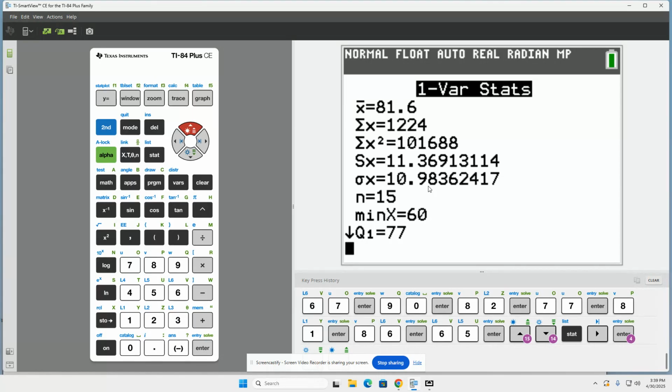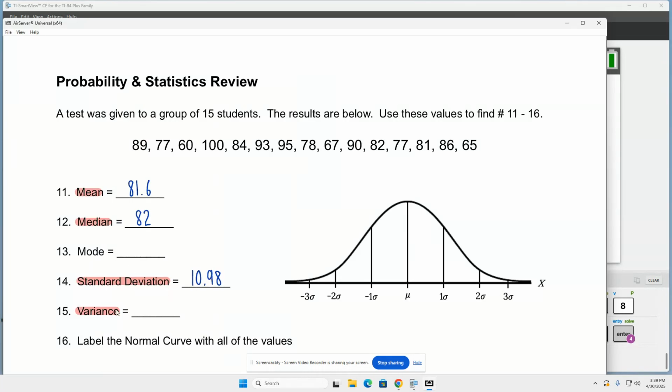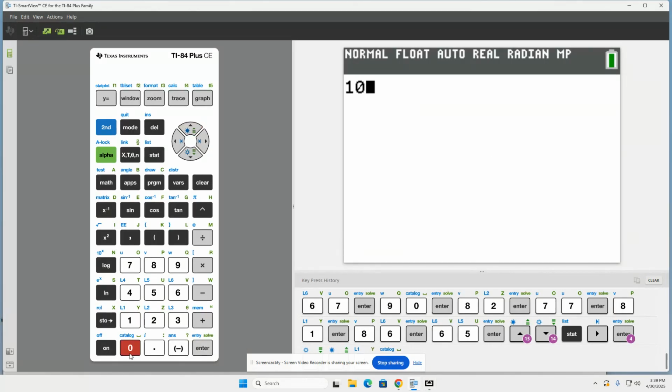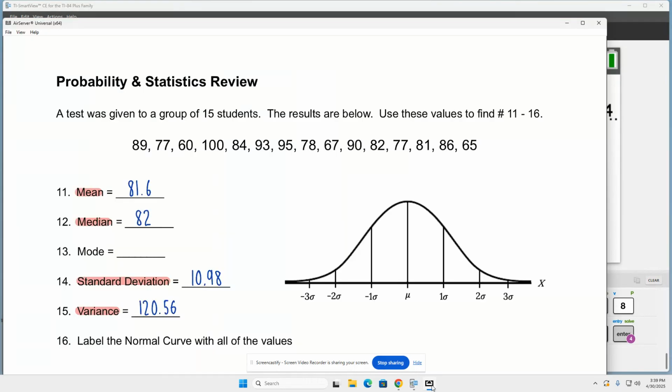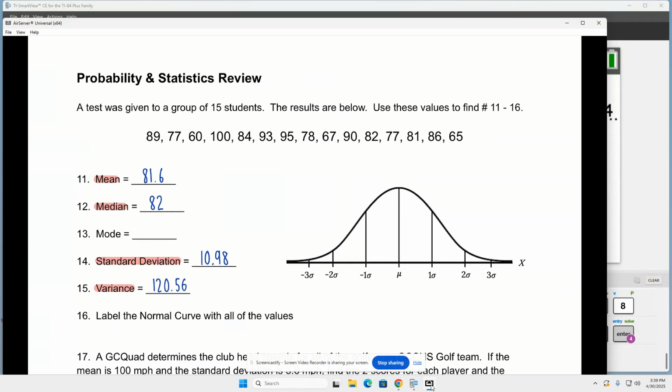Now, variance, I said all of them. See, I highlighted this. I kind of lied. I said they're all here. Well, they're not really. Variance is not here. But we take the 10.98 and we square it. And that is my variance. So even though it's technically not there, it's there. If that makes any sense. So here's all the numbers that the calculator gives me when I run that problem.